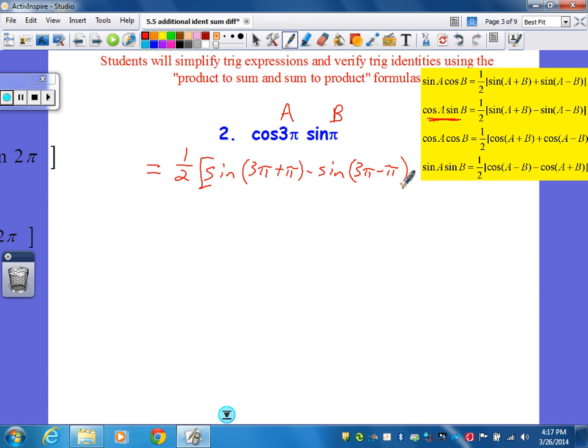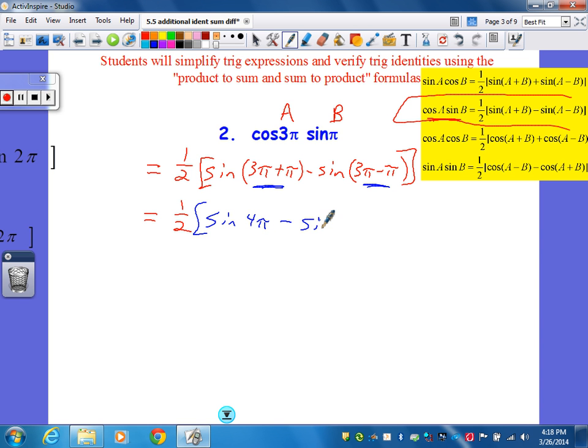Okay, so like I said, we're just using that formula right there. Once again, we're just going to keep simplifying. So this is going to be equal to 1/2. Well, we have a set of like terms right here. So we have 1/2 times sine 4 pi minus sine of 2 pi.